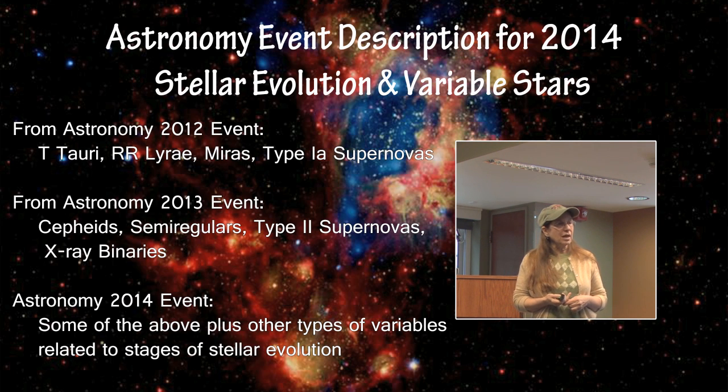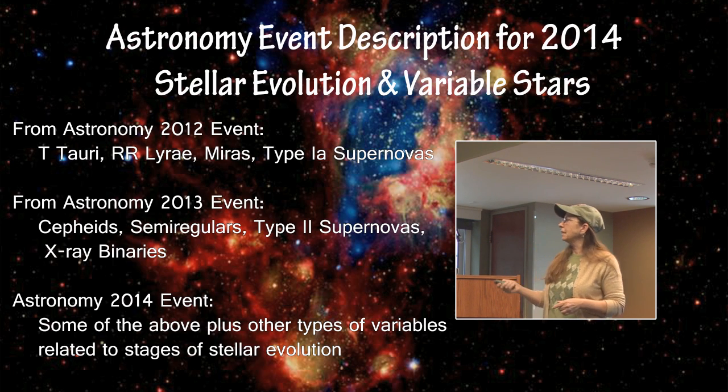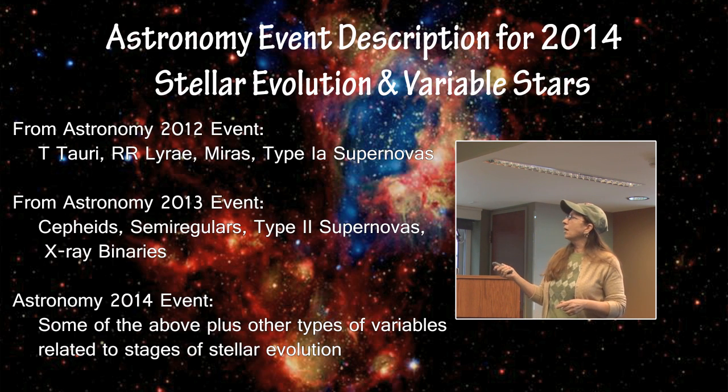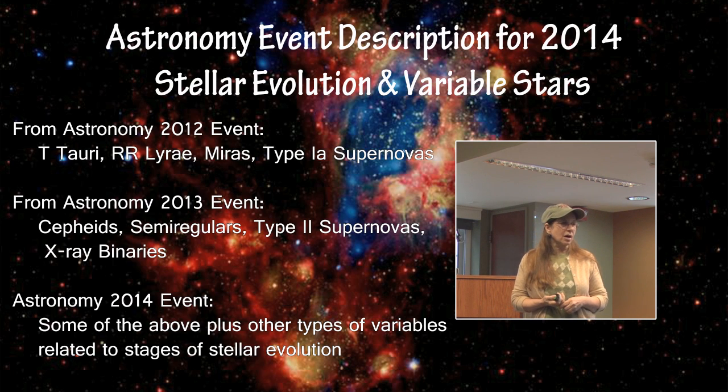And next year's event, the following year's event, 2014, the topic will be stellar evolution of variable stars, and some of the same variable star categories that you studied for 2012 and 2013 will be on it, plus some lesser known categories that have not been used before. So if you have any questions, you can either go to the National Science Olympiad for clarification, or you can email either Tad or myself, and good luck in preparing for 2013, and may the stars be with you.